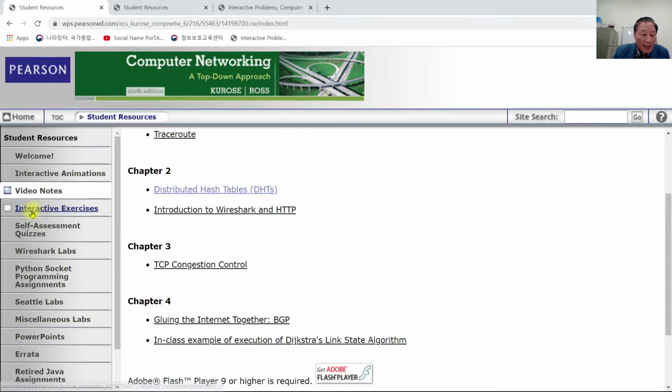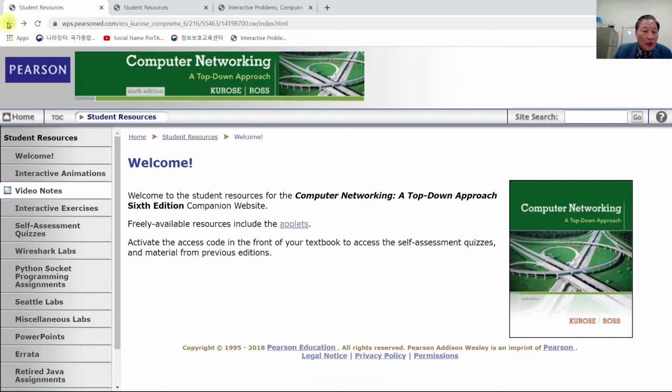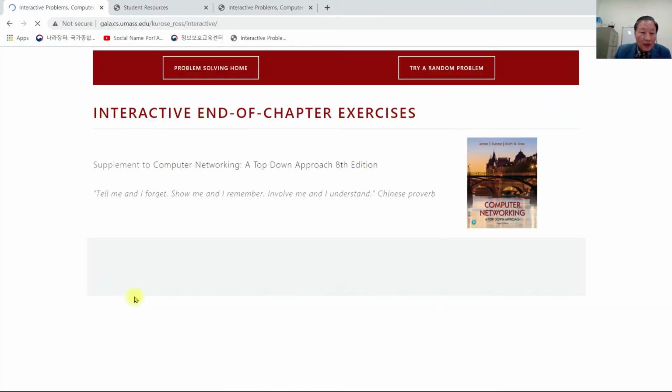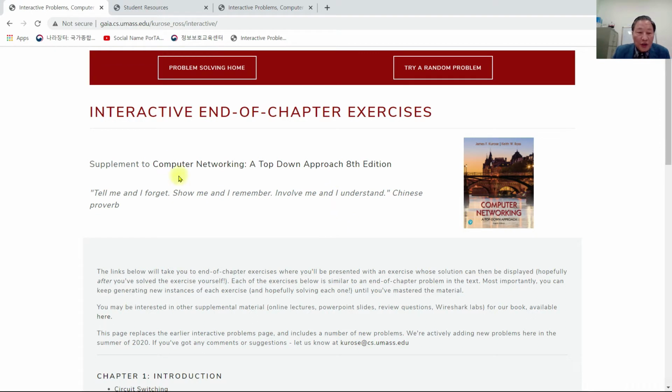And this one is not accessible. Interactive exercises, you cannot access this one. Instead of this one, I'll go back to the announcement web page. The link is for those interactive exercises. You can click this one, then you can access this information.